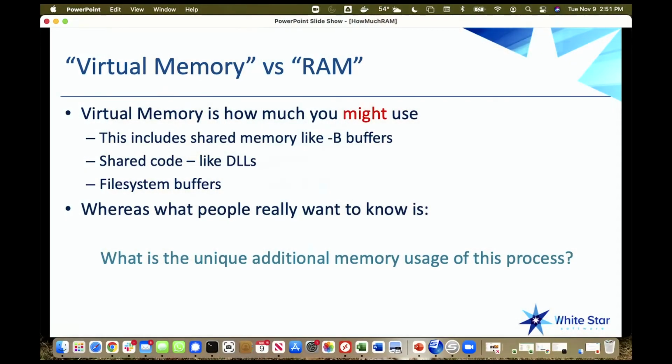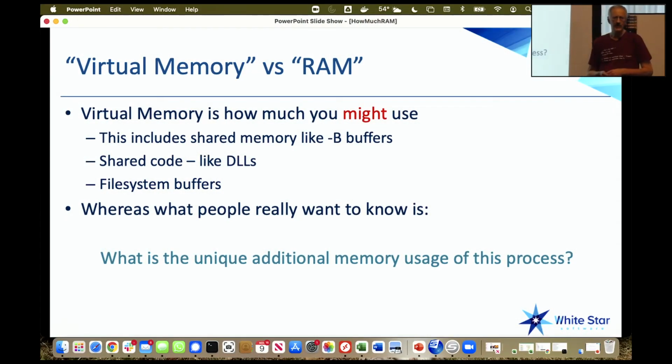So what's the difference between virtual memory and RAM? Virtual memory is how much you might use. So on a 64-bit operating system, that's a lot of memory. You could use an enormous amount of memory, but you're never really going to. It includes everything like the shared memory in the -B buffers.